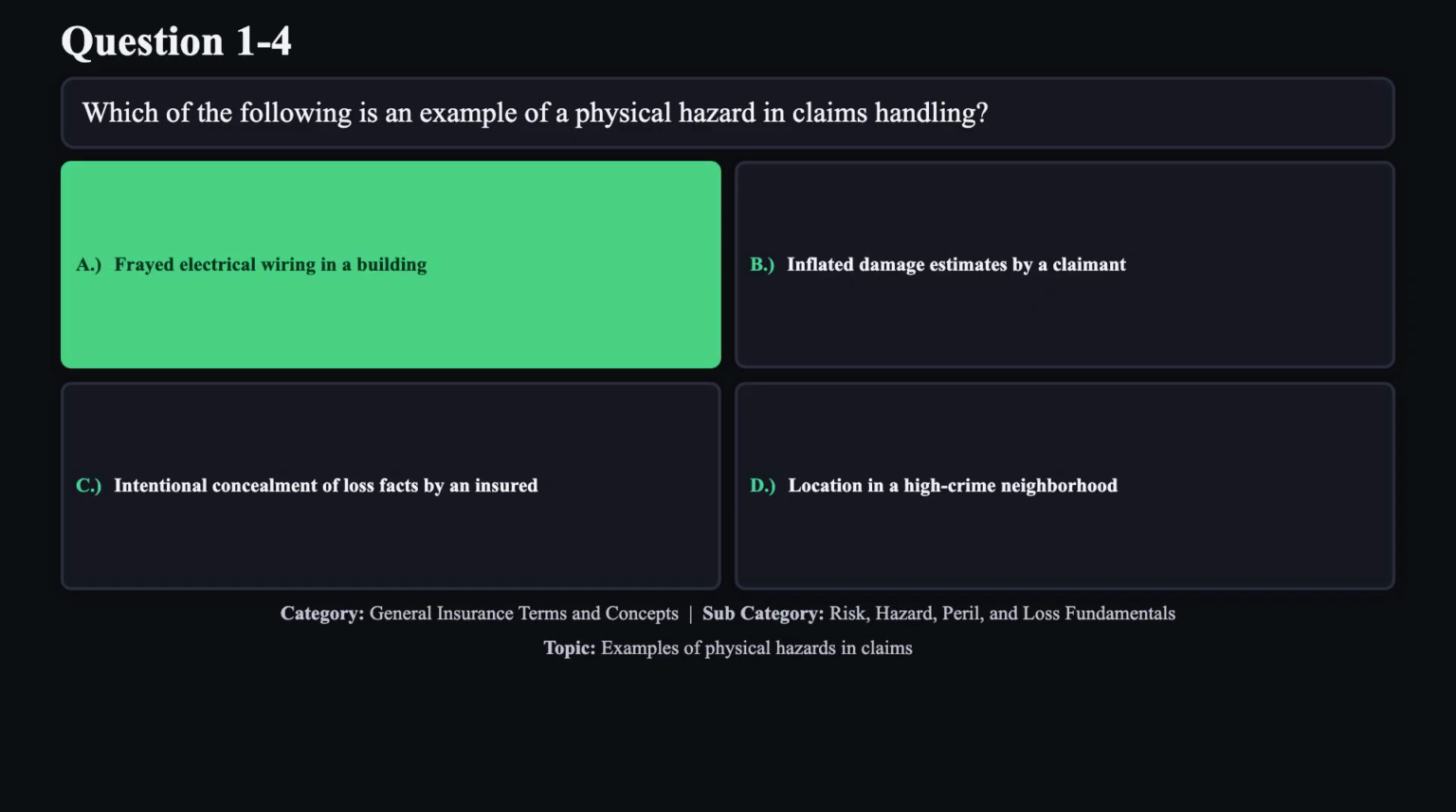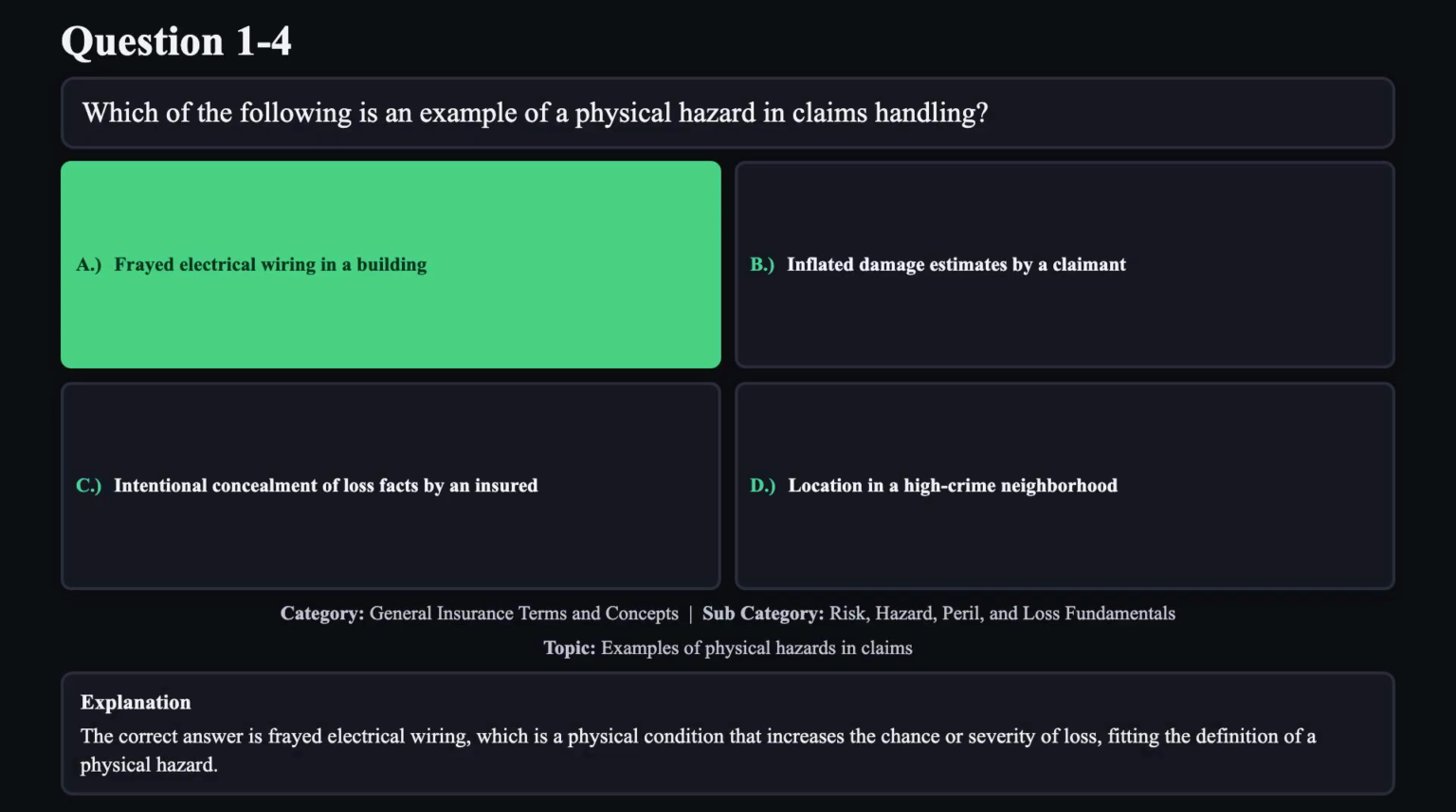The correct answer is A. The correct answer is frayed electrical wiring, which is a physical condition that increases the chance or severity of loss, fitting the definition of a physical hazard.